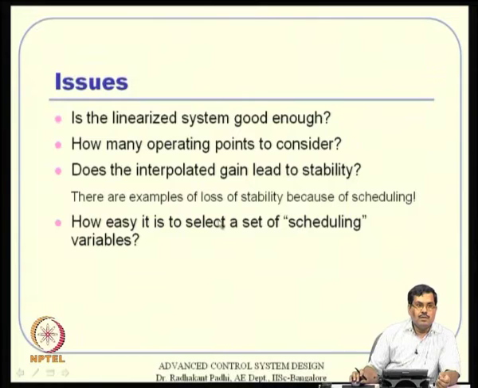Okay. Because you are not interpolating the gains based on the state variable, you are interpolating based on some meaningful output variable which is of much lesser dimension. So, that may not be able to capture the physics of the plant, that is the problem.